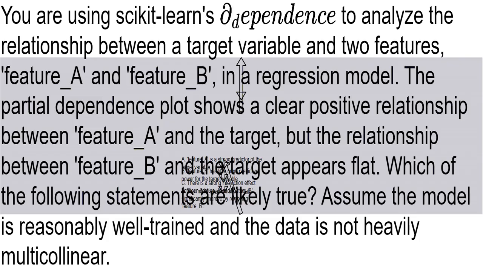I'm using a tool called _partial_dependence from the Sklearn library to visualize how two features, feature_A and feature_B, affect the output of my regression model. The plot for feature_A shows a clear upward trend, meaning as feature_A increases, so does the target variable. But the plot for feature_B is flat, suggesting no relationship with the target variable. Multicollinearity is avoided, which means that there is no correlation between my features. Based on this, I need to choose the most likely true statements about the predictive power of these features.